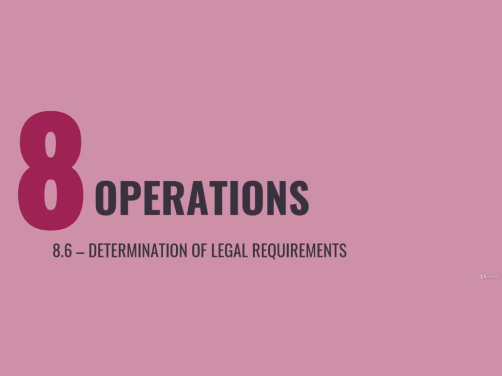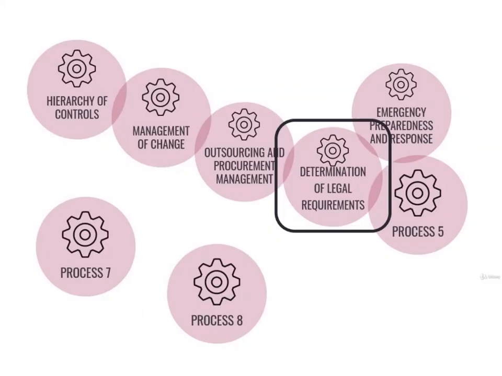Subchapter 8.6, Determination of Legal Requirements. Before starting this chapter, one very important disclaimer. In the standard, this topic is dealt with in Clause 6.1.3, so it belongs to the plan section. Nevertheless, we decided to put it in this chapter since this is one of the parts of the standard that gives us indications about how to do a specific process.